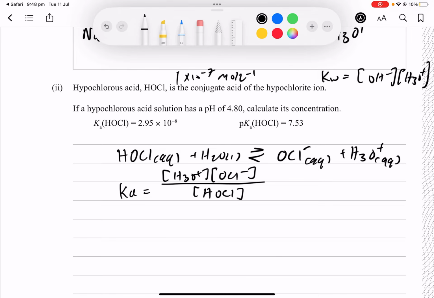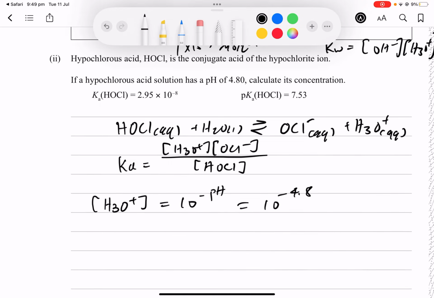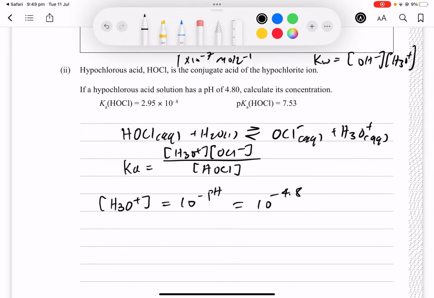So in this case, we know our Ka value and we know the pH value. If we know the pH value, then we know the hydronium ion concentration. So the concentration of hydronium is equal to 10 to the power of negative pH, which is equal to 10 to the power of negative 4.8. And for this question, we will assume that the OCl minus ion concentration and the hydronium ion concentration are the same, since they're produced in a 1:1 ratio.